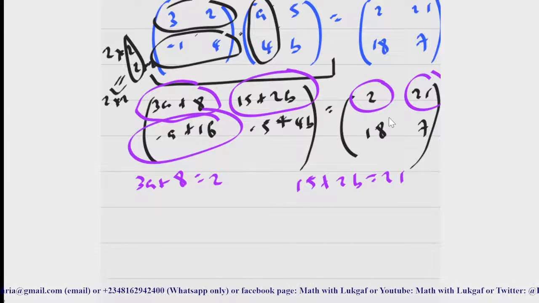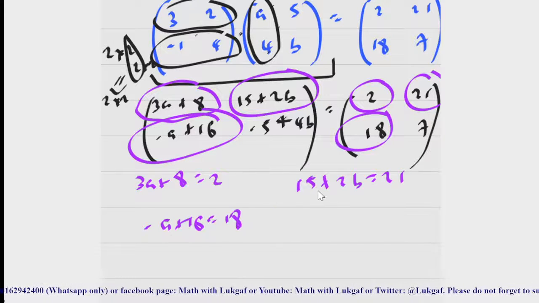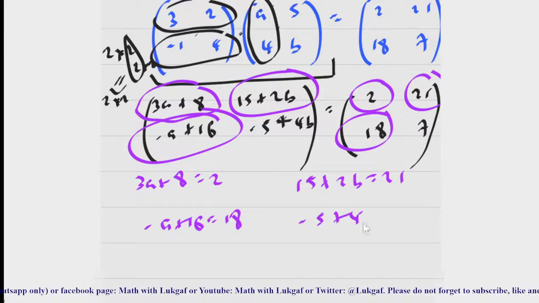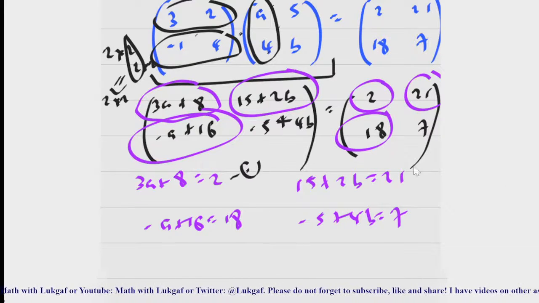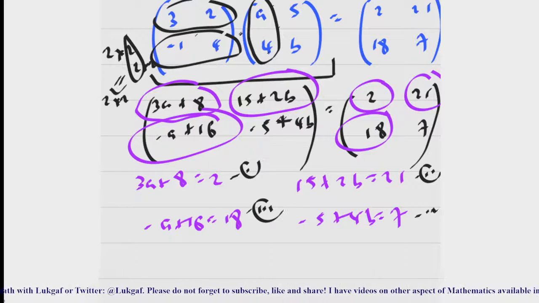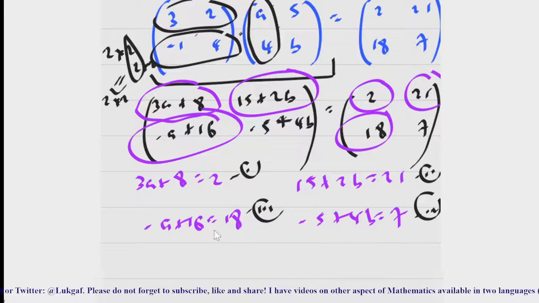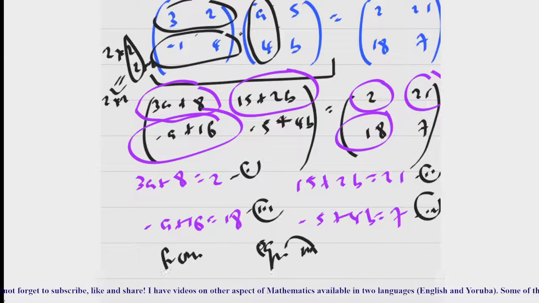Row 2 column 1 here will be equal to row 2 column 1 here. Minus a plus 16 is equal to 18. And lastly, minus 5 plus 4b is equal to 7. So then you can name the equation. You can call this equation 1, equation 2, equation 3, equation 4. So, from equation 3, I can know the value of my a. From equation 3, what will be the value of a?